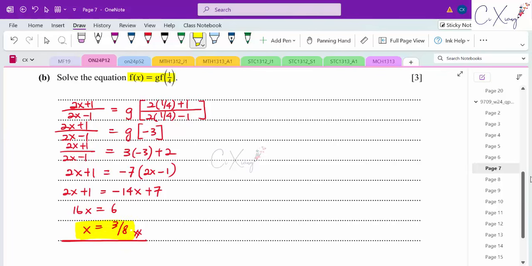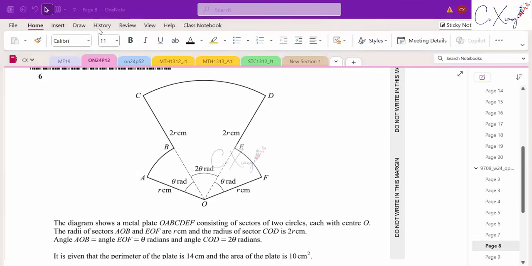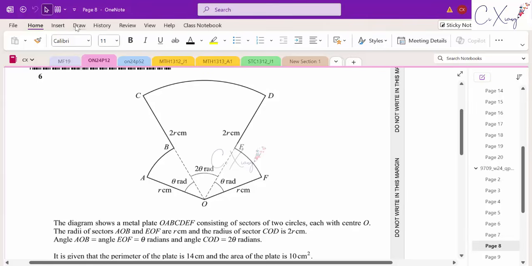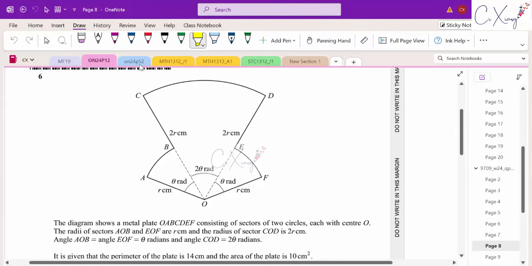Okay, so this is basically how we solve the question. Question number 6. The diagram shows a metal plate, so this is the metal plate, consisting of sectors of two circles. So there are two sectors from two circles with the center O.